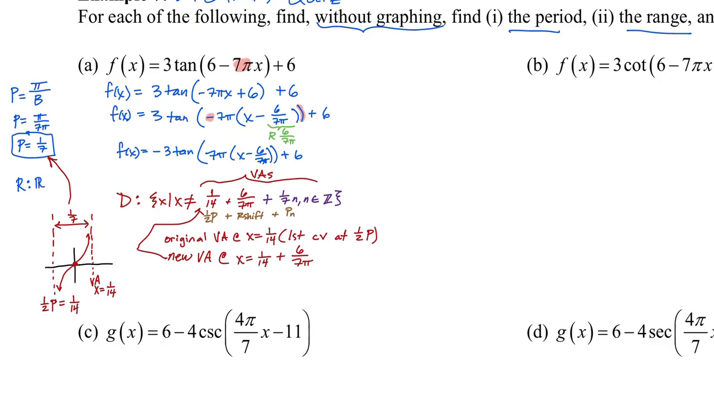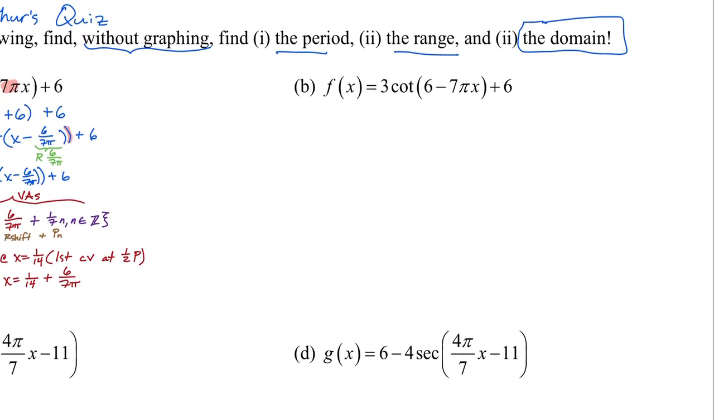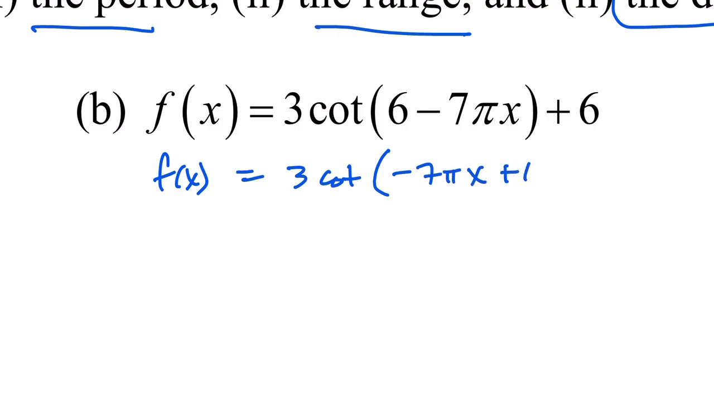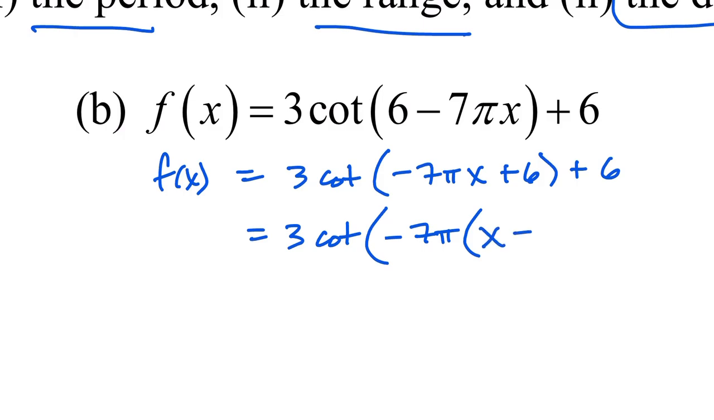We're going to do one of each. All right, here comes part B, cotangent. Step 1, put it into standard transformation form. So we get 3 cotangent of, it's going to feel very, very similar because it actually is. I just took the same equation and changed it to cotangent. So we factor out a -7 pi again, and we get x minus 6/7 pi. What a great number. Close, close, plus 6.